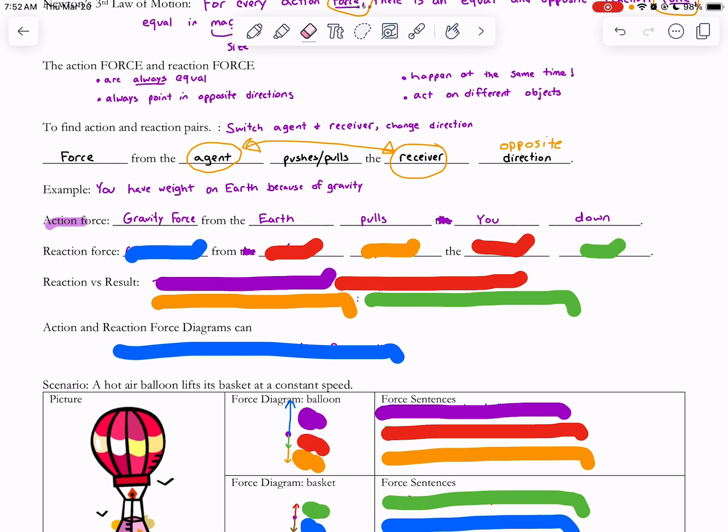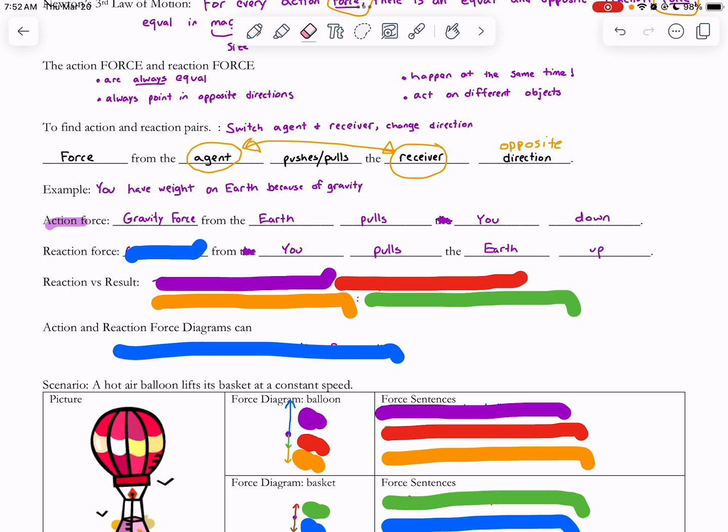And so for the reaction to that, we're going to switch the agent and the receiver. So we're going to take Earth and you, and put them in the opposite places. So there's Earth and you. See how all we did was switch those. And now we're not going to change the pull, because it's still pulling. If it pushes, it stays pushes. If it pulls, it stays pulls. Don't switch that at all. That stays the same. And now we have to make the direction opposite.